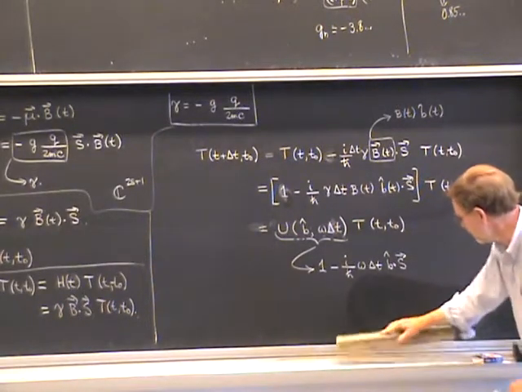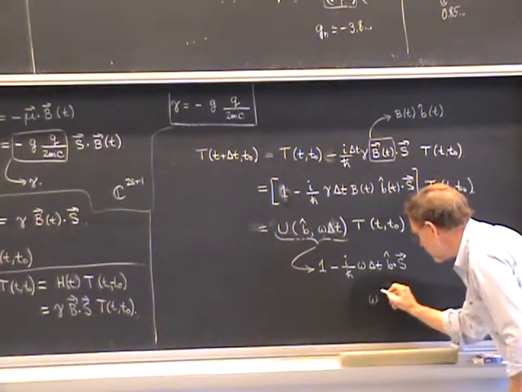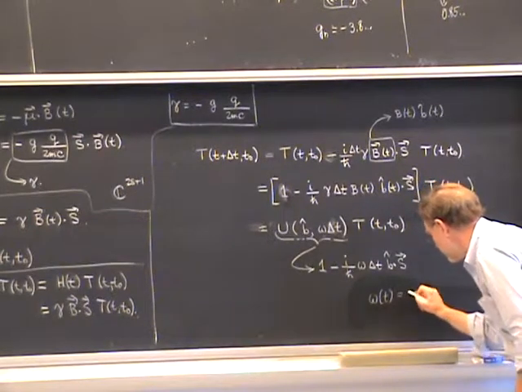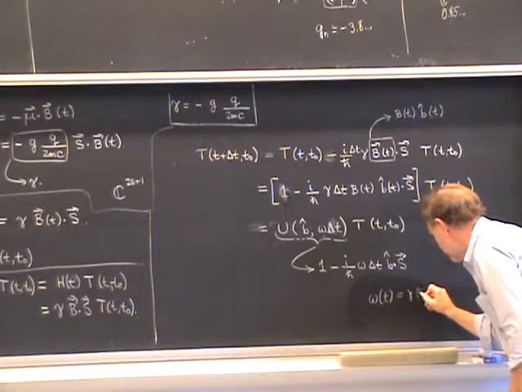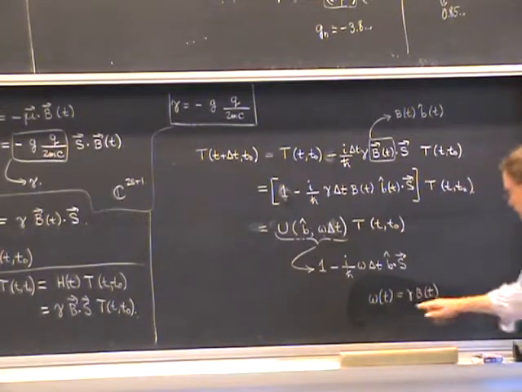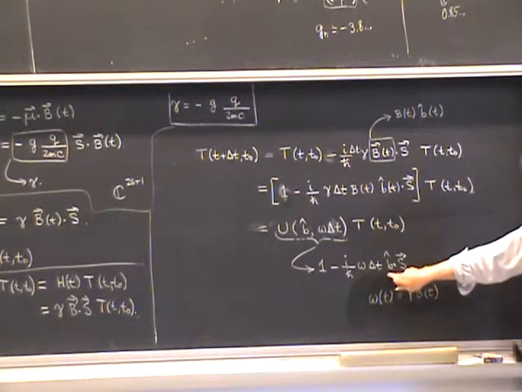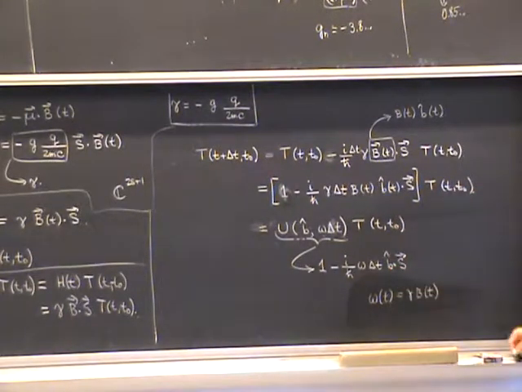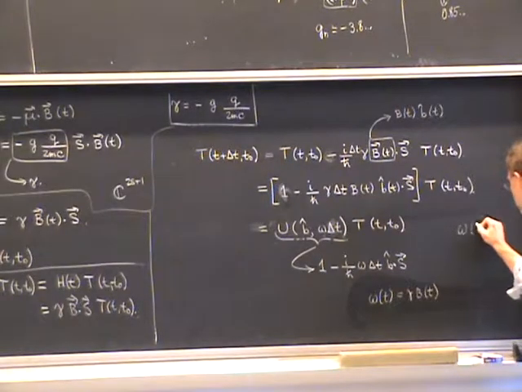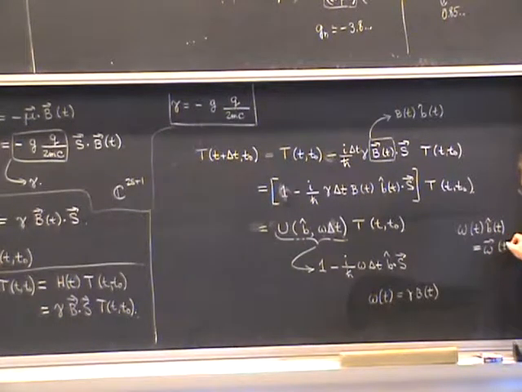Let me rewrite this to emphasize that since B depends on t in general, omega does also: gamma B of t. Omega here in general is a function of time, and so is the axis. In fact, you can multiply the two together. Let's call omega of t times B hat of t. Let's define this to be omega vector of t, a time-dependent angular velocity vector. You find time-dependent angular velocity vectors in classical rigid body theory, for example.